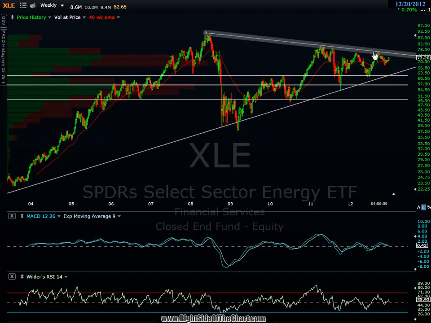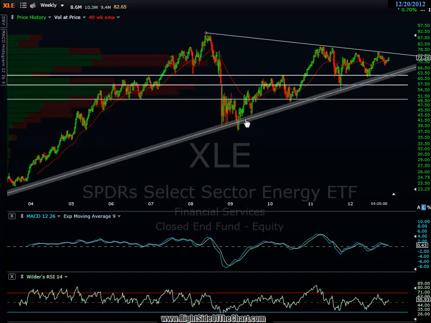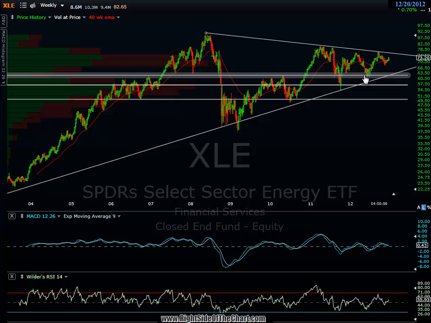If XLE can take out this downtrend line, that would be a bullish event. And if it falls below this key uptrend line, which goes back quite a ways, I think even further off this chart, that would be a bearish event. And finally, these are some support levels below to keep an eye on for XLE. This is a pretty key one right here, this horizontal line. Okay, this video is getting a little long, so I'll finish up quickly here.